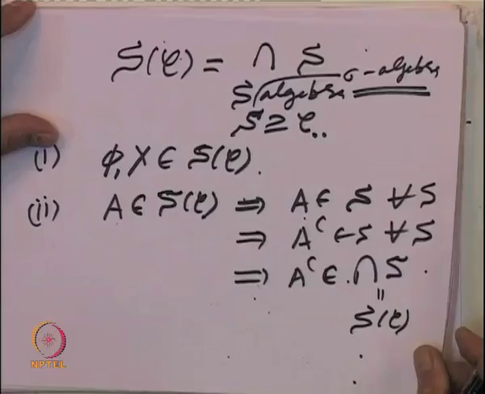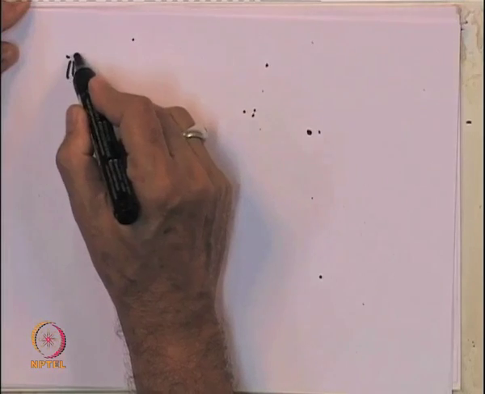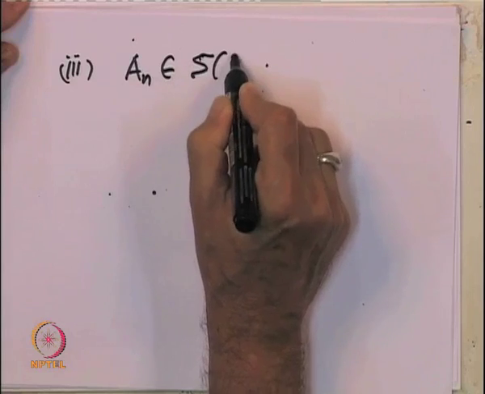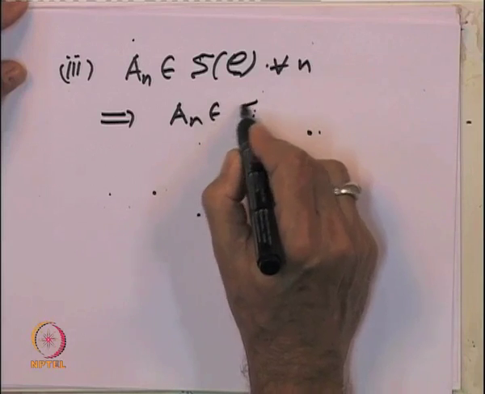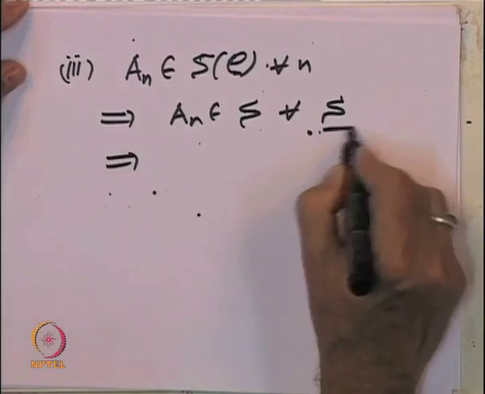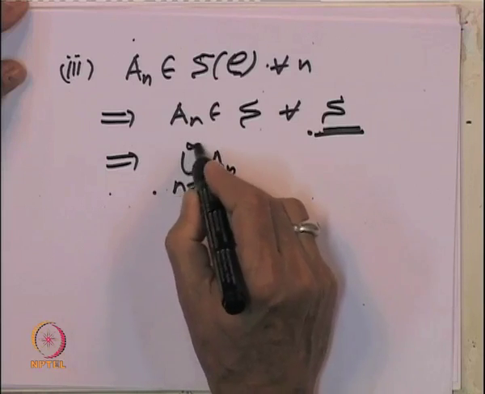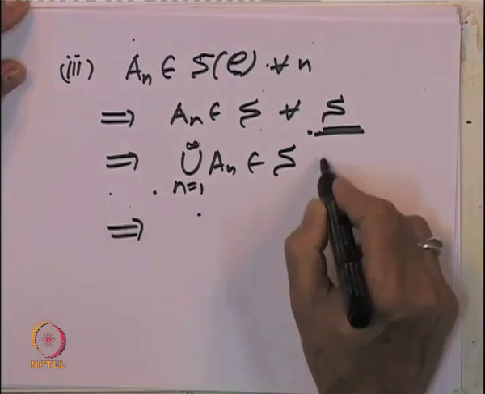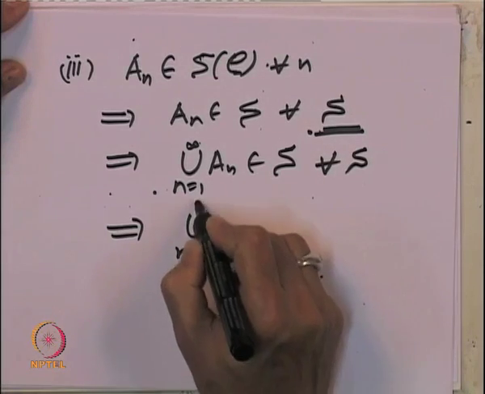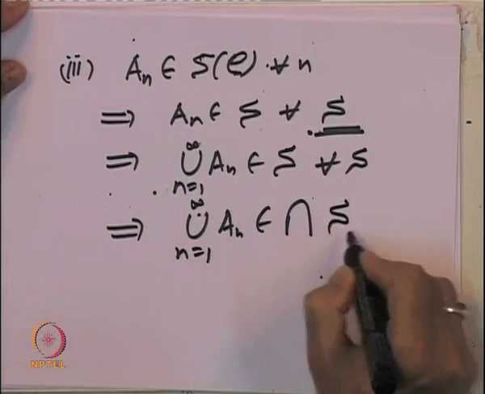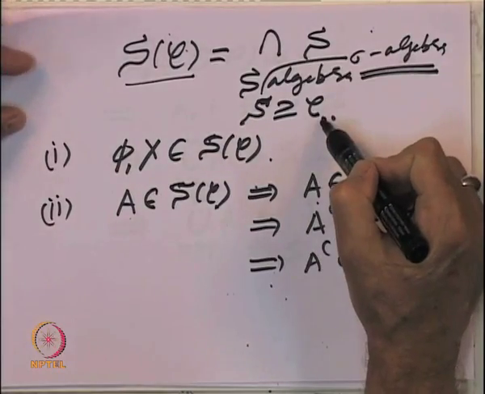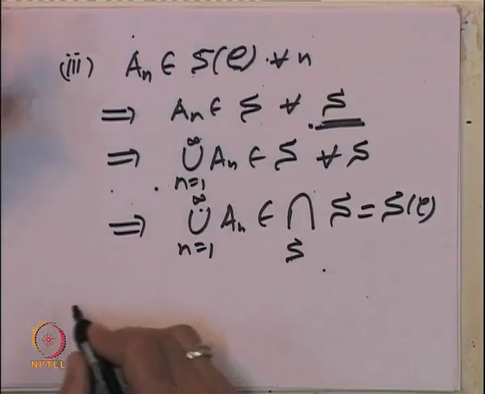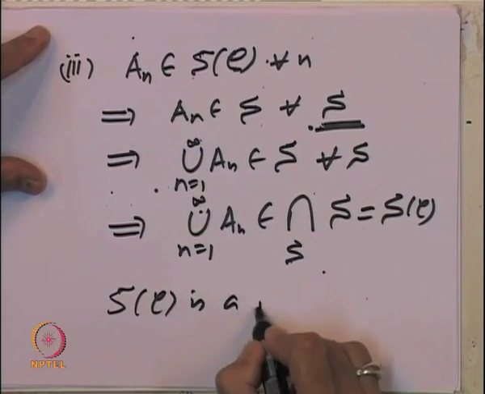And similarly, the third property: let us take a sequence A n which belongs to S of C. That implies A n belongs to S for every n and every S, and because S is a sigma algebra, the union of A n, n equal to 1 to infinity, also belongs to S for every S. That implies that the union also belongs to the intersection of all these sigma algebras S, and that is nothing but S of C. So, what we have shown is that if you look at S of C, the intersection of all sigma algebras which include C, then it itself forms a sigma algebra.